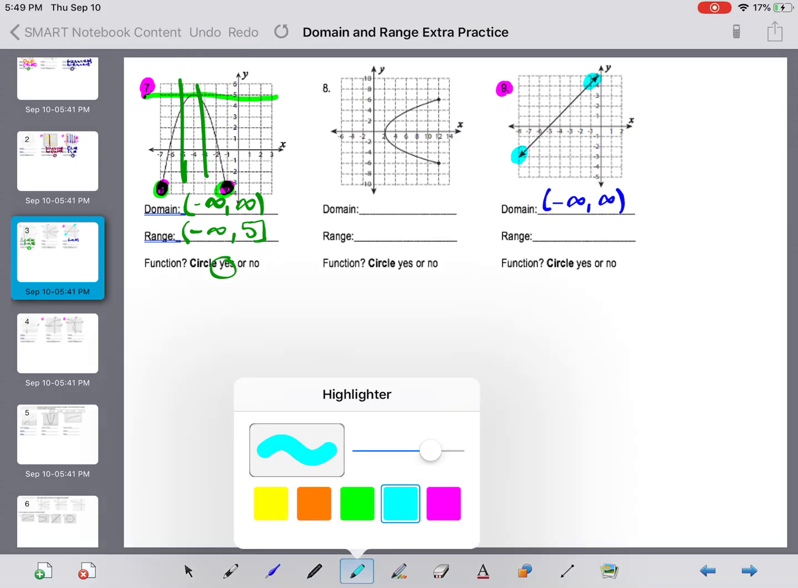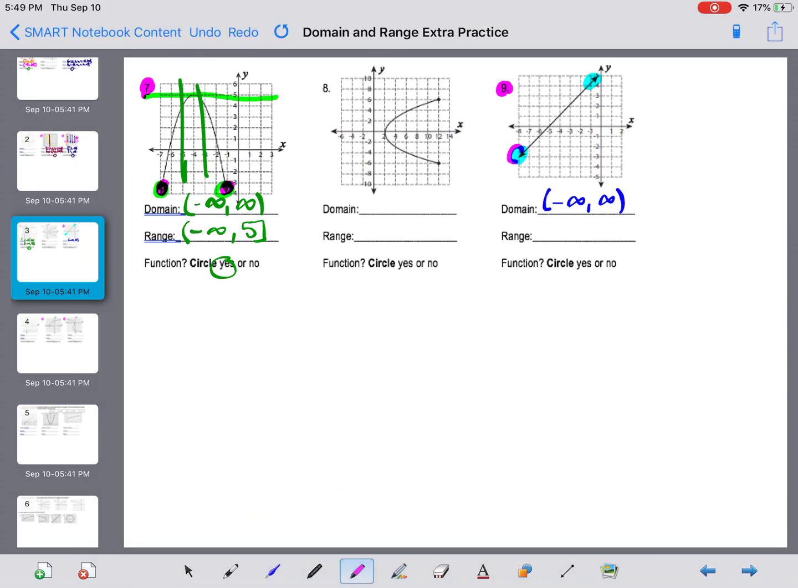For the range, we go from bottom to top. Well, on the bottom we have arrows, and on the top we have arrows. So the range is also going to be negative infinity to positive infinity. Again, arrows on the left and right, negative infinity to positive infinity. Arrows on the bottom and the top is also going to be negative infinity to positive infinity for the range.